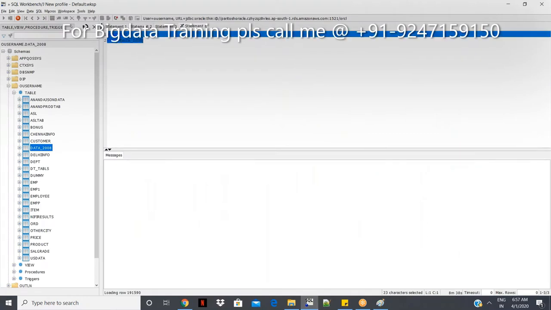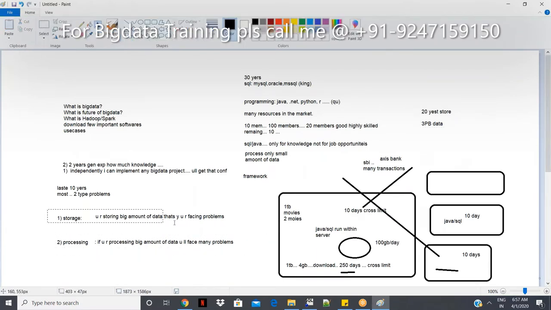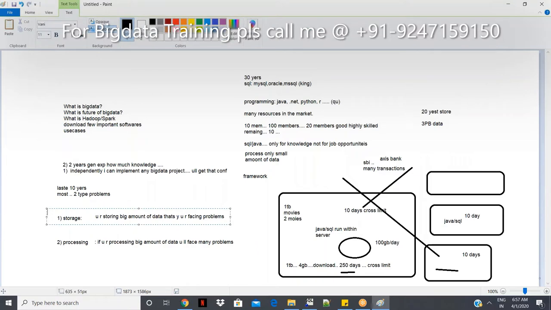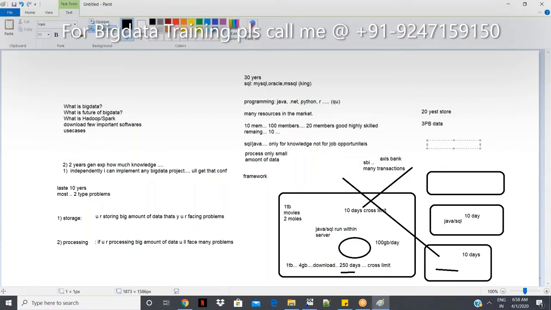Still it is processing. Okay, so that is called the processing problem. This is called the storage problem. And one more important thing, old data. For example, 5 years back old data. Please note, in a production environment, even 1 byte is very, very important. They are not interested in losing even that 1 byte.